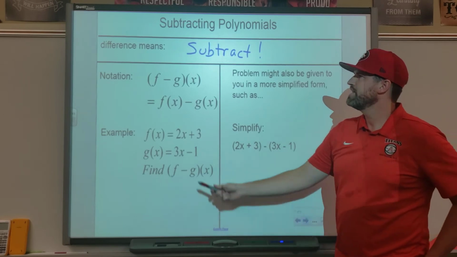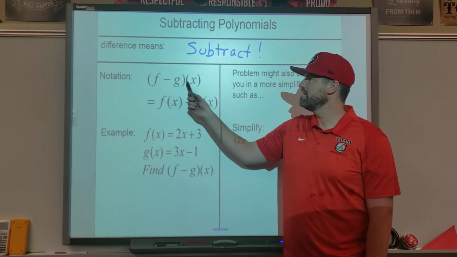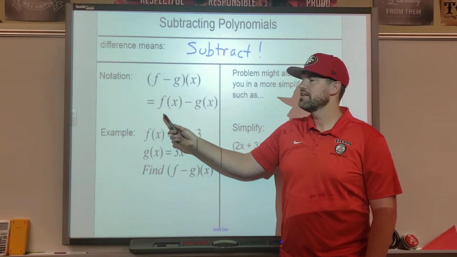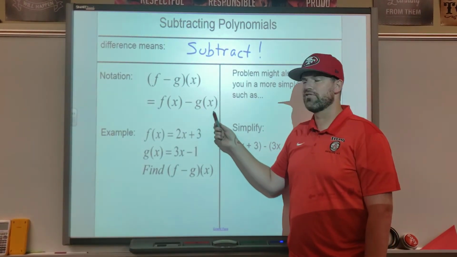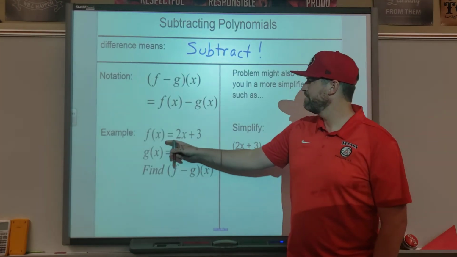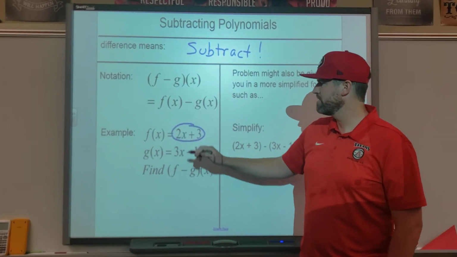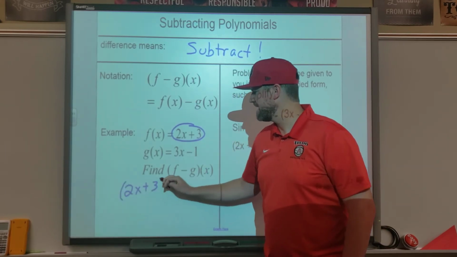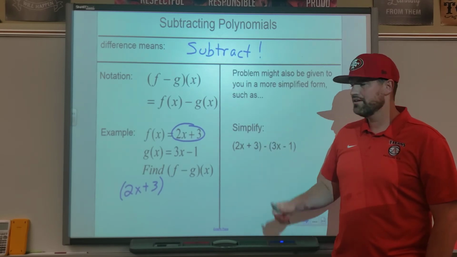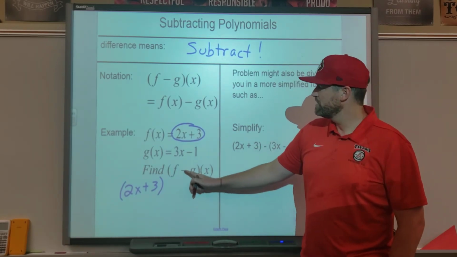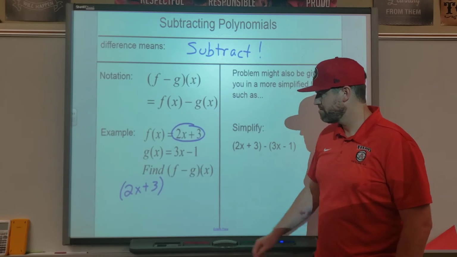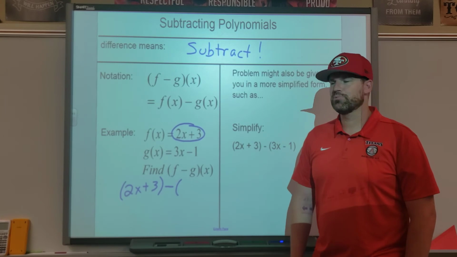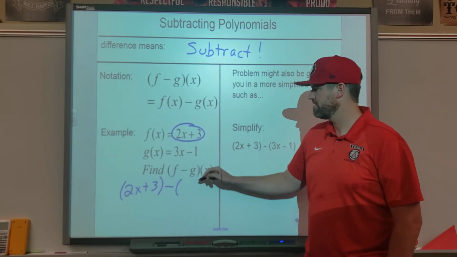Same notation if we have f minus g of x. That means we're going to write our function f of x first and then subtract g of x from it. Right, so my f of x is 2x plus 3, so I'm going to write that first. I'm going to actually put it back into parentheses, kind of like our simplified version. But then I'm going to subtract g. So I'm going to subtract, and then I'm going to put g of x in parentheses as well, which is 3x minus 1.